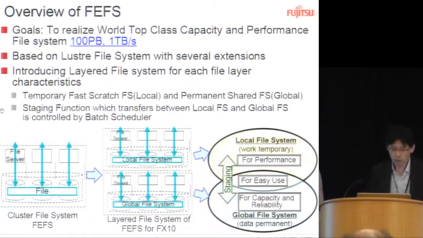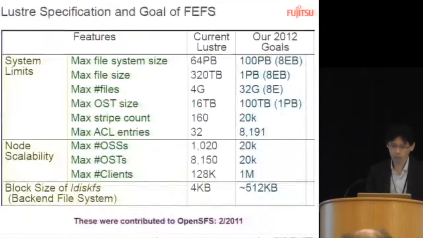For example, here is Lustre, and FFS is based on it. However, there are two file systems in FFS. The lower level is a global file system for capacity and reliability, and the top level is a temporary file system for performance. We combine them so they are easy to use, using staging. Here's an overview of FFS.